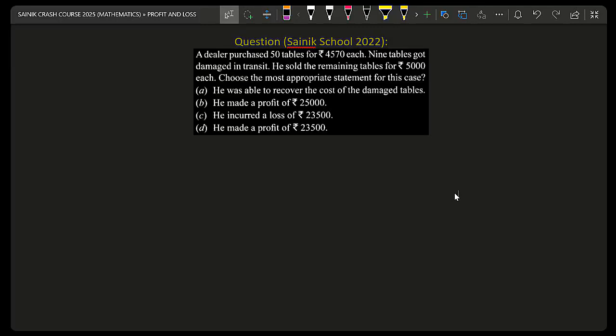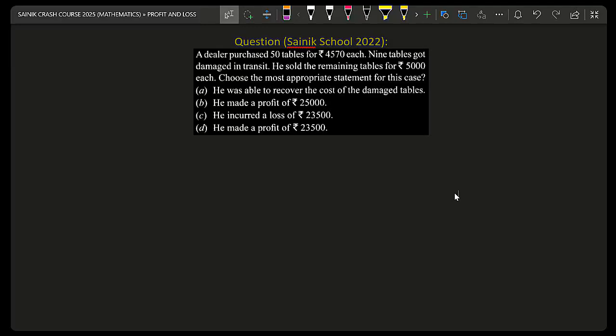Read the question. A dealer purchased 50 tables for rupees 4,570 each. 9 tables got damaged in transit. He sold the remaining tables for 5,000 each. Choose the most appropriate statement. Appropriate means the most correct statement for this case.